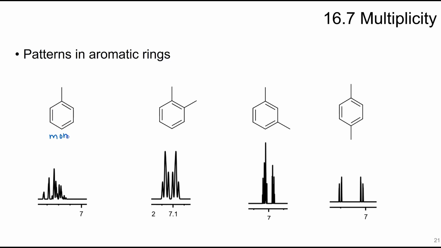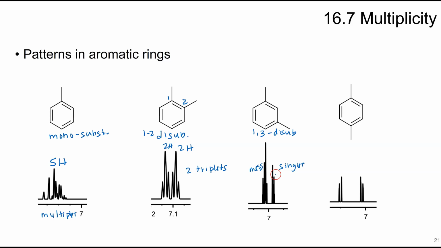Some patterns that you might see in aromatic rings: if you have a benzene that has one group, so this is mono-substituted, it will kind of look like a mess. This is a multiplet that integrates to 5H. Here you have benzene with two groups, so this is di-substituted, that is 1,2. And then you'll get two triplets, and they'll probably integrate to 2H each. And then you have the 1,3, where you have this singlet and then another mess here. It's kind of hard to see those ones.